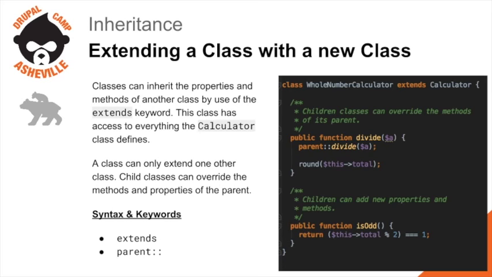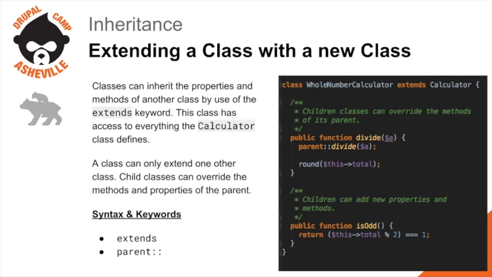And so I'm going to create a new subtype called a whole number calculator. I'm going to say class WholeNumberCalculator extends our original Calculator class. Now, if I hadn't written anything right here, our whole number calculator has add, subtract, divide, multiply, total, all the same properties and methods of the other class. But within our whole number calculator, we can add whole new methods, and we can override existing methods that are on that other class.